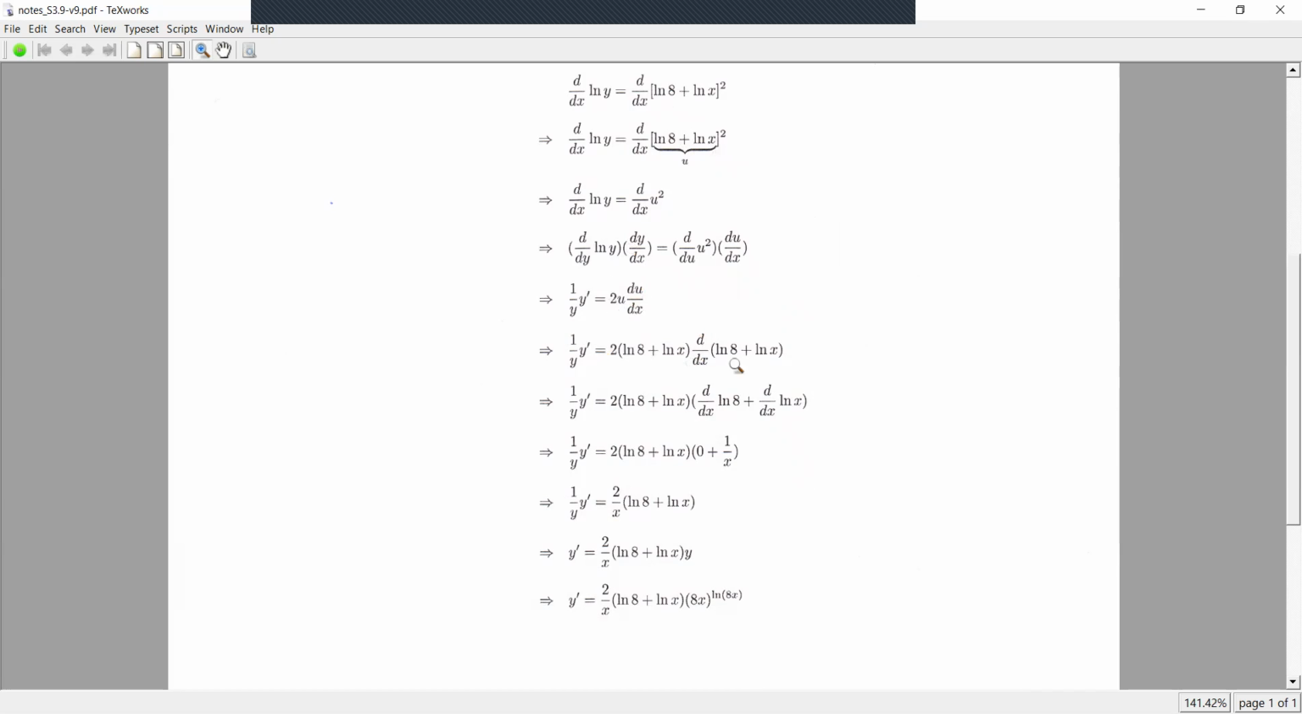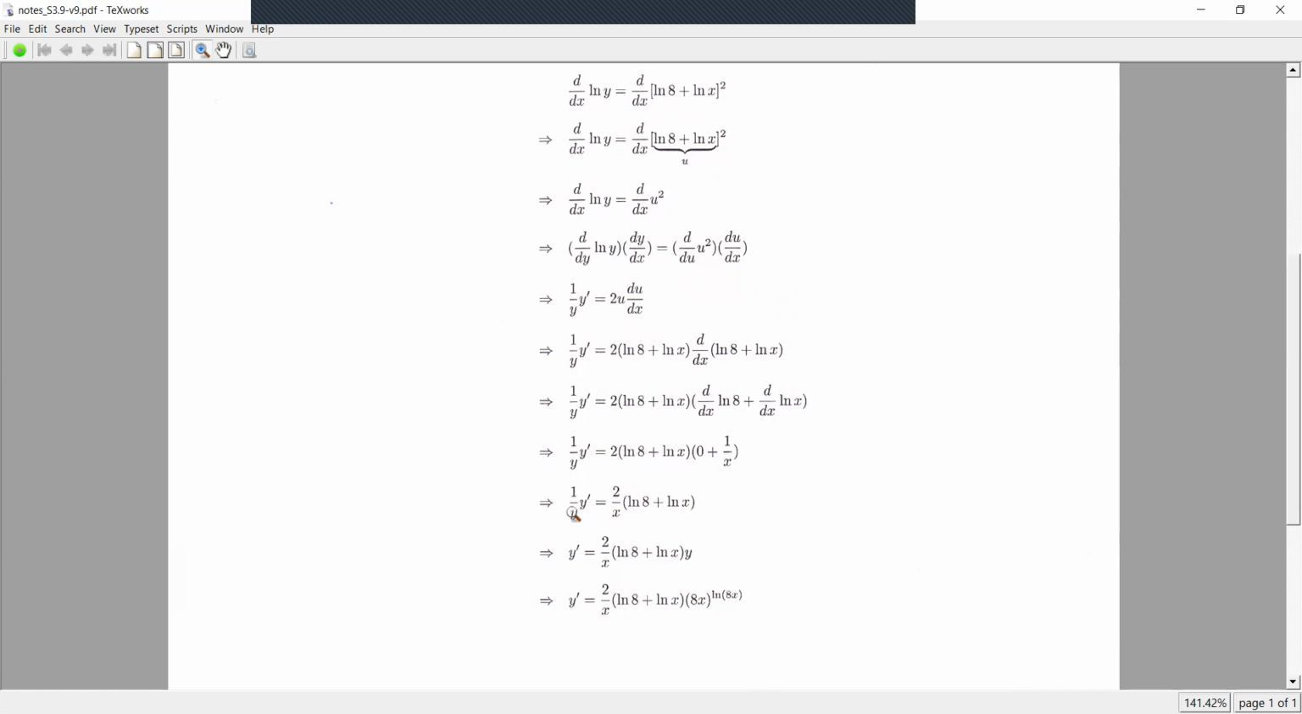Now, the function in this derivative is a sum. So apply the summation formula. This derivative is this derivative plus this derivative. Natural log of 8 is a constant. Its derivative is 0. Natural log of x with respect to x is 1 over x. So I have this equation. Simplify the right side a little bit, then I have this equation.